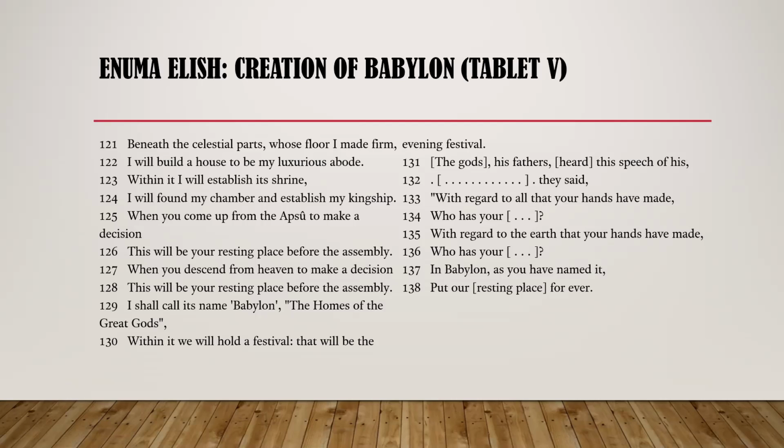When you descend from heaven to make a decision, this will be your resting place before the assembly. I shall call its name Babylon, the home of the great gods. Within it, we will hold a festival that will be the evening festival. The gods, his fathers, heard the speech, and they said, with regard to all that your hands have made, who has, in Babylon, as you have named it, put our resting place forever.